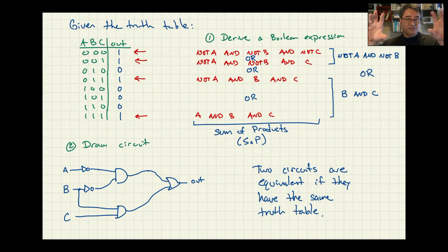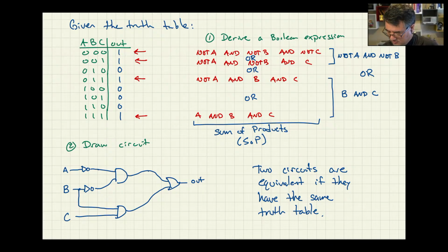If I show you two different circuits and I ask, are these equivalent to each other? Then the way to figure that out is to construct the truth table for both of them and see if they're the same. If they are, then those two circuits are equivalent to each other. It doesn't matter whether they look different or whether one's simple and one's complicated. As long as they have the same truth table, they're equivalent.